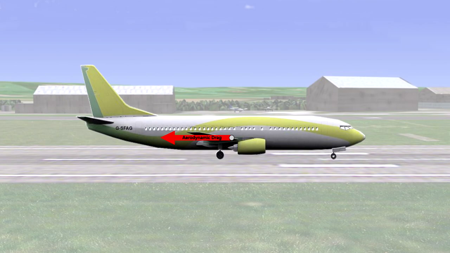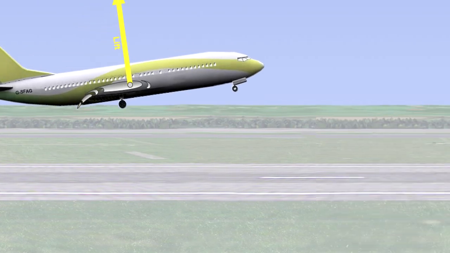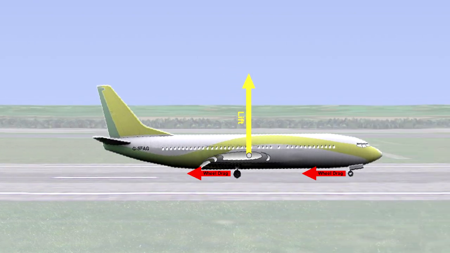Having discussed aerodynamic drag, let's now consider wheel drag and brake drag. Wheel drag is the friction force between the wheel and the runway and with the wheel bearings, whereas brake drag is the friction force between the brake discs and the brake pads. Wheel drag will come into play as soon as the aeroplane touches down on the runway.